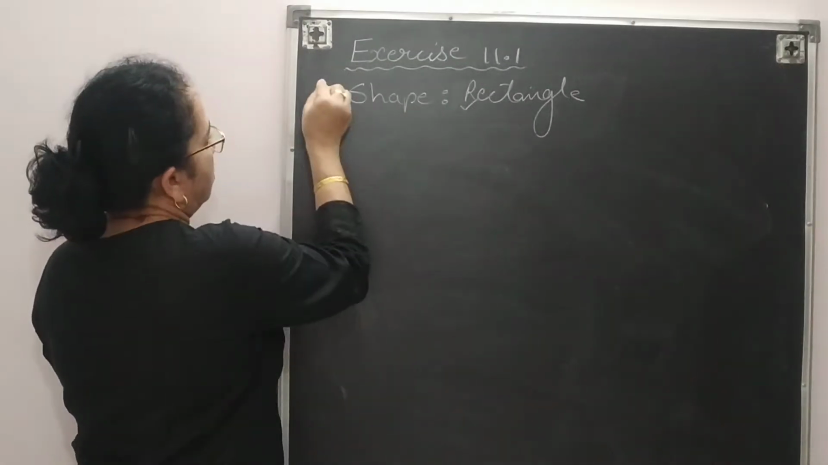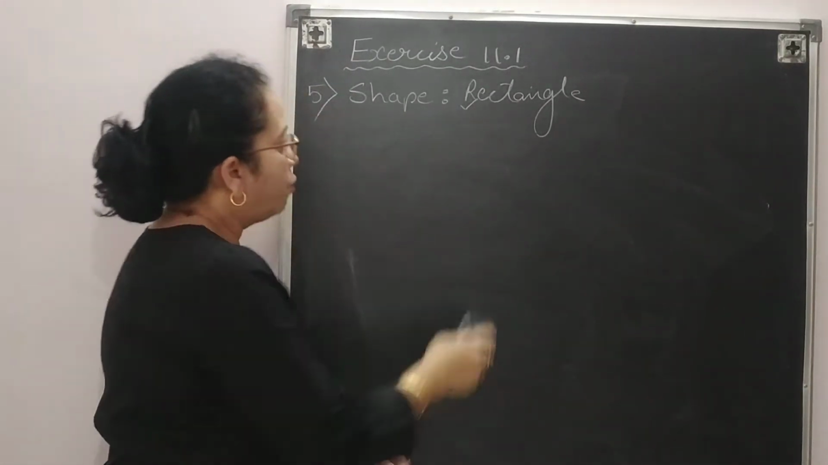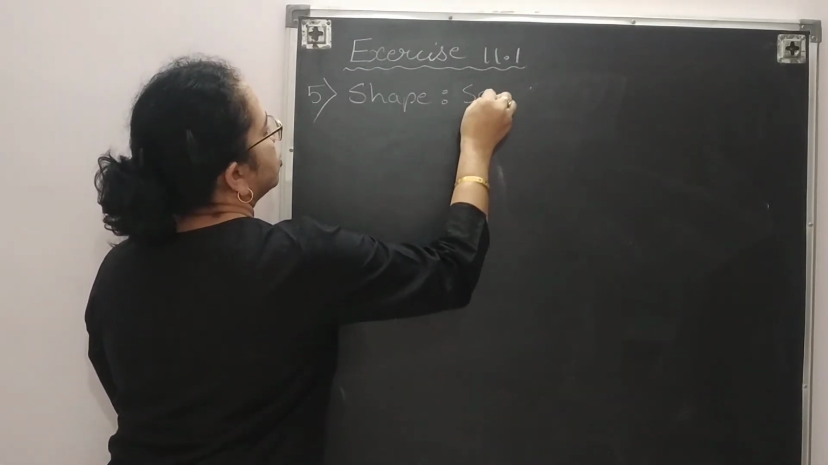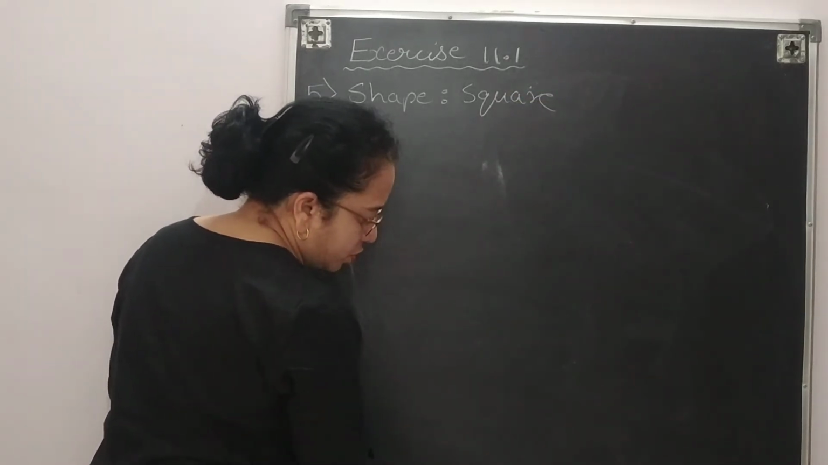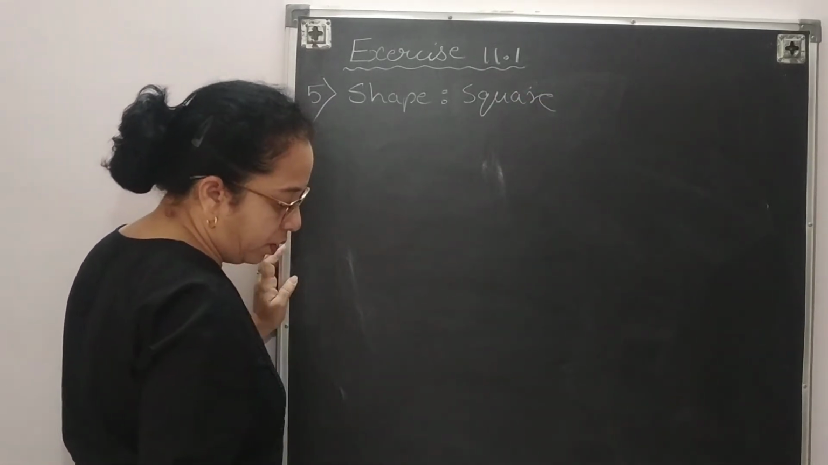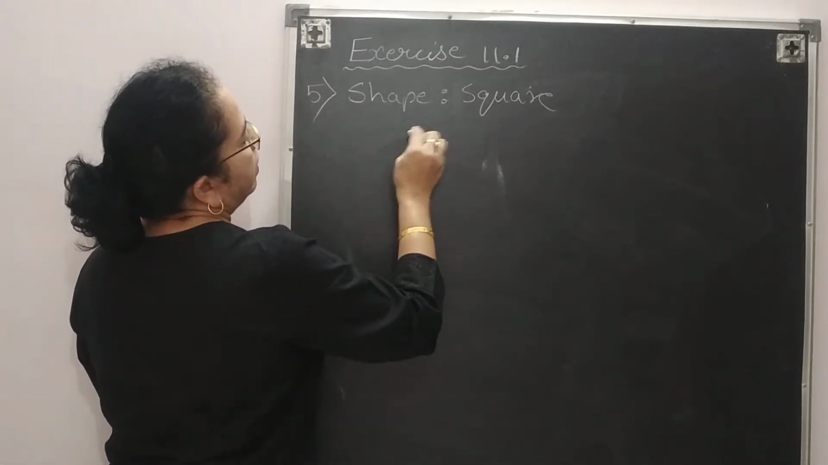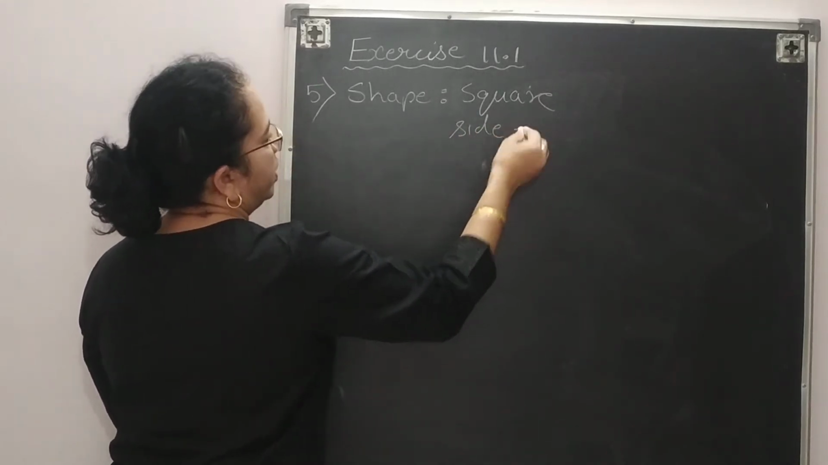Next one is question number 5. The area of a square park. So which shape is given here? Square. Area of the square park is same as the rectangular park. It means two things are given. Which square? Definitely side will be given over there. So let us write down. We will read the question.